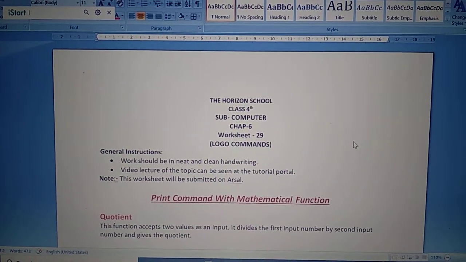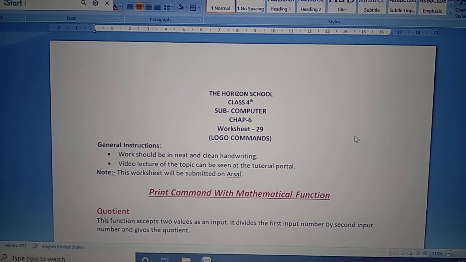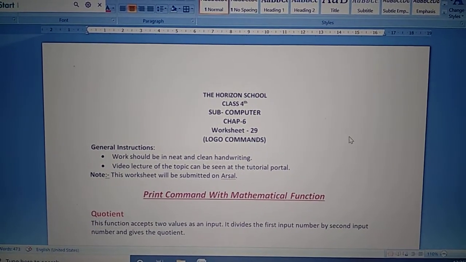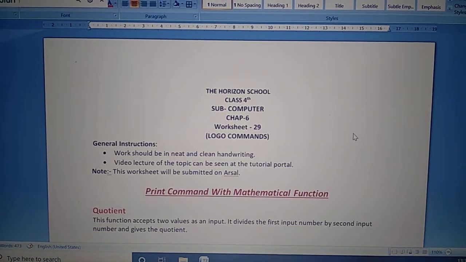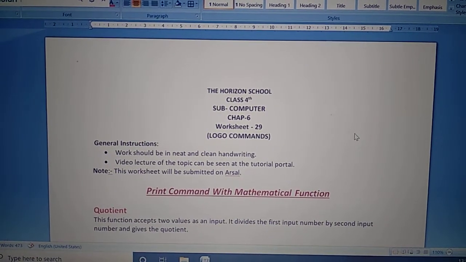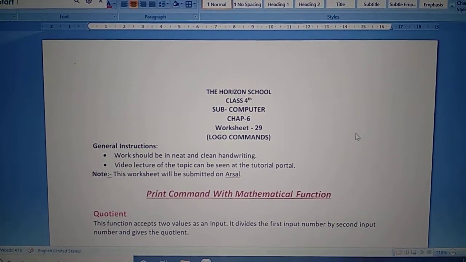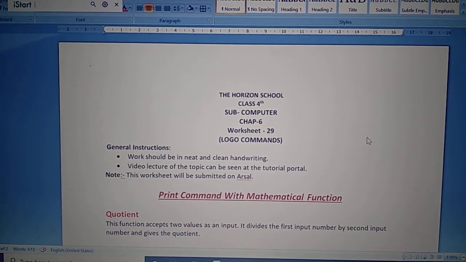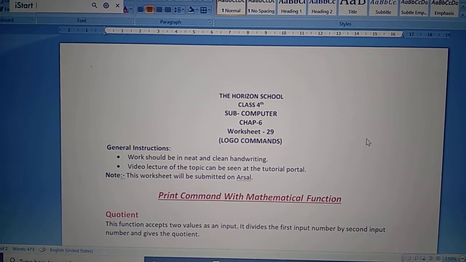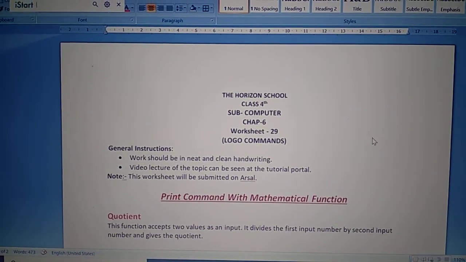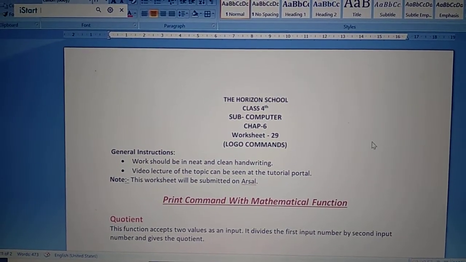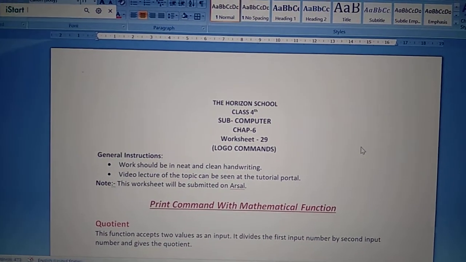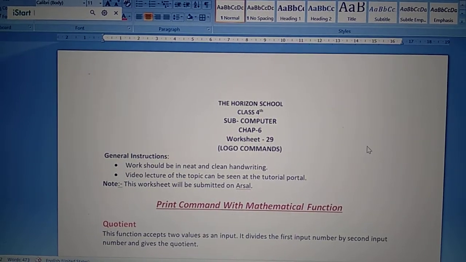This is your worksheet which you have to submit on Ursel. Before starting, I would like to give you some general instructions. Your work should be in neat and clean handwriting. The video lecture of the topic can be seen at the tutorial portal, and this work will be submitted on Ursel. All the students are requested to submit their worksheet.